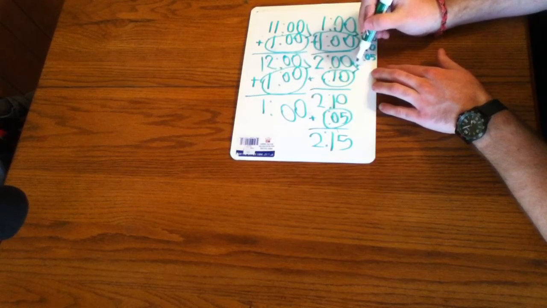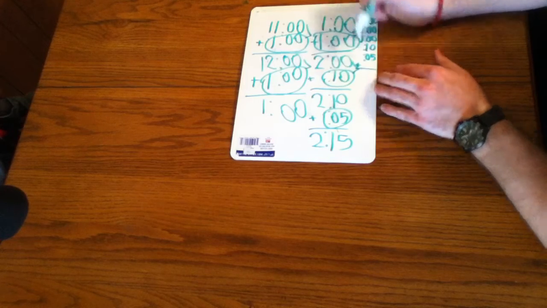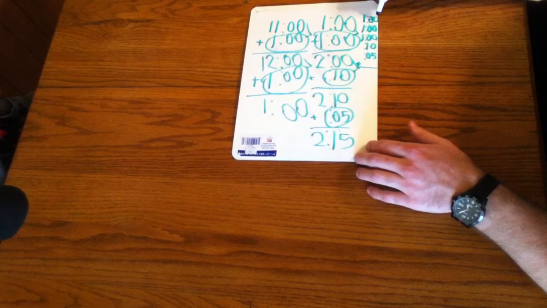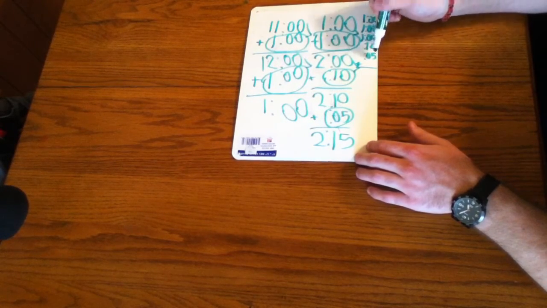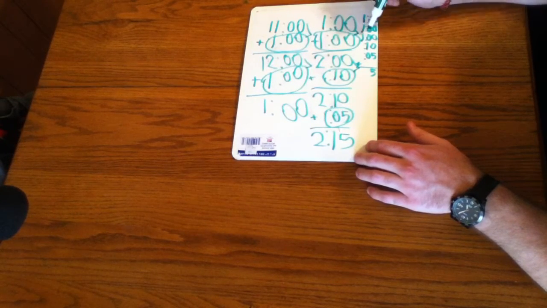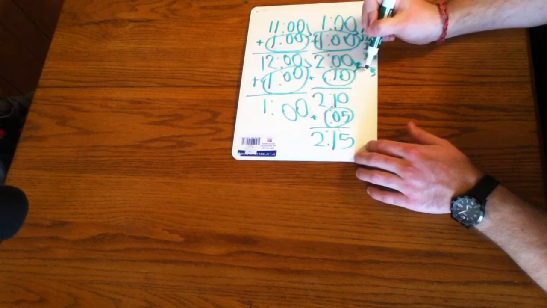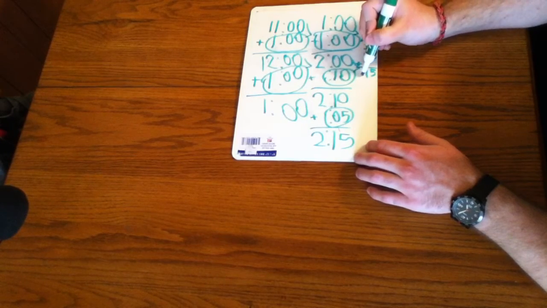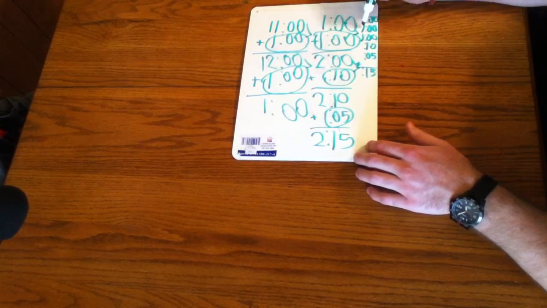So if we add these together, we have 0 plus 0 plus 0 plus 0 plus 5, which gets us 5. We have 0, 0, 0, 1, 0, which gets us to 1. Then we go to our hours and we have 1, 2, 3.